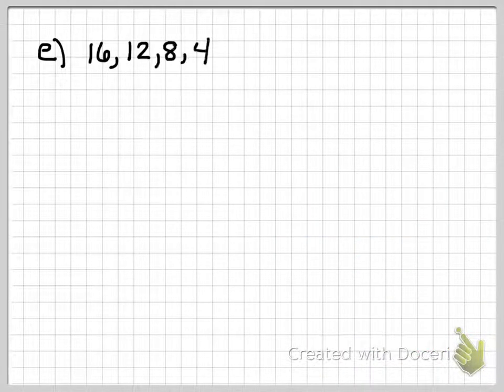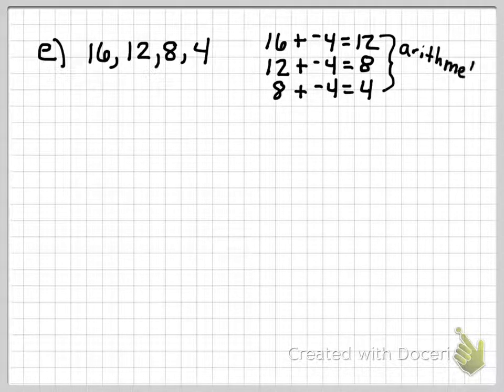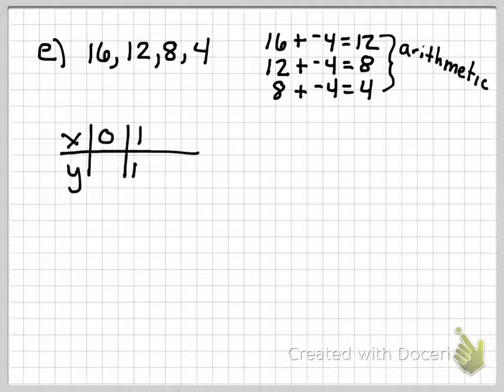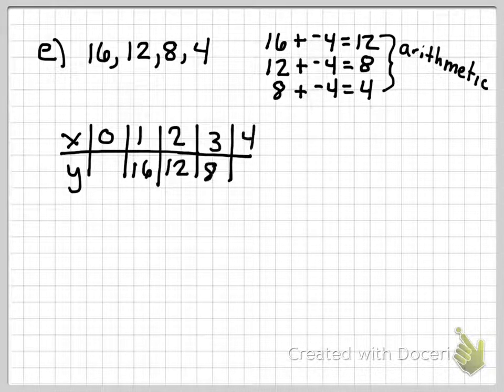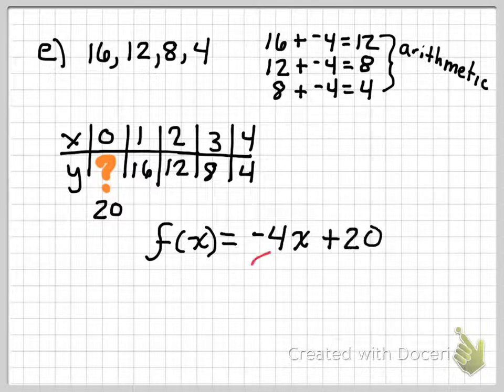Alright, let's look at the other one, and you can guess that I'm going to make this one arithmetic, so I'm adding a -4 each time. So this is arithmetic. So again, to write the equation I need the initial value, so I'm putting down the information that we have. So again, if I'm adding a -4 each time, if I go backwards I'd have to add 4, so therefore 16 plus 4 is 20, and therefore I can write my equation.